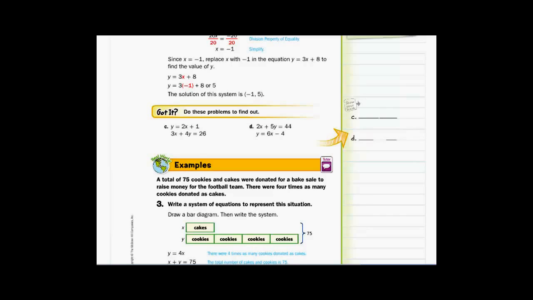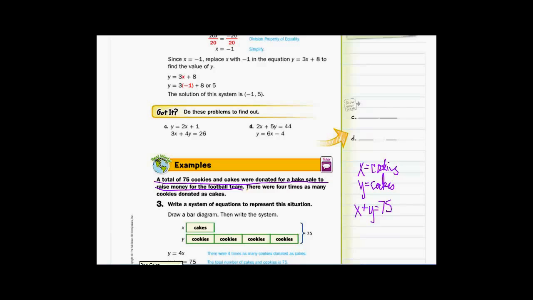So we need to get a system of equations out of this. One sentence is going to be one equation. A total of 75 cookies and cakes were donated. Because they both start with C, I'm just going to use X and Y. We're going to let X equal cookies and Y equal cakes. So we know that together X plus Y equals 75 because there was 75 altogether. That's one equation.